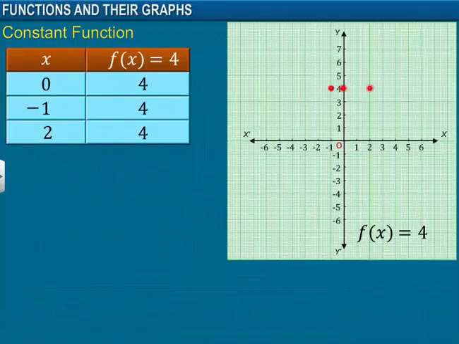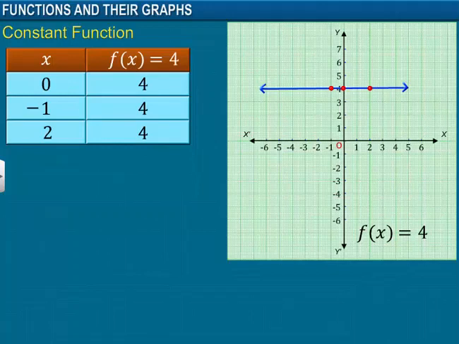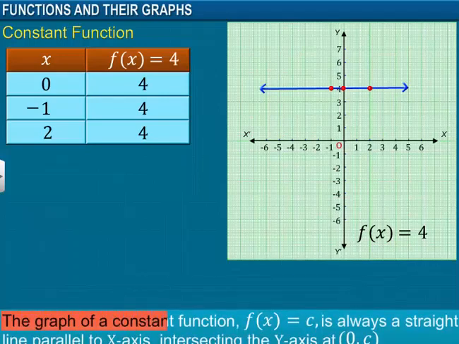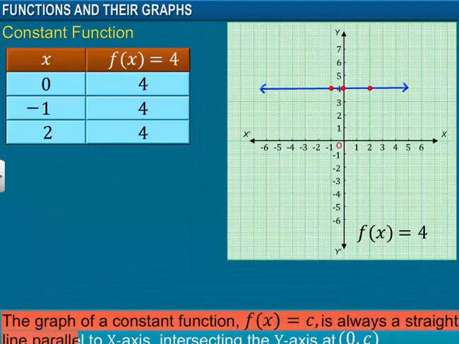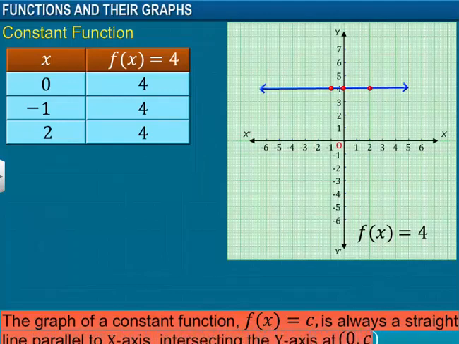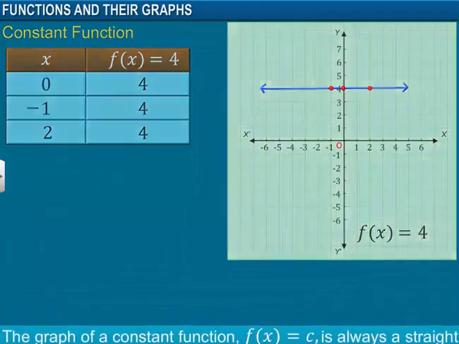On plotting these points on the Cartesian plane and then joining them, we get the graph of the constant function f of x is equal to 4 for all x belonging to R as shown. Also from the graph, we can conclude that the graph of a constant function f of x is equal to c is always a straight line parallel to the x-axis intersecting the y-axis at (0, c). Let's now proceed to the polynomial function.